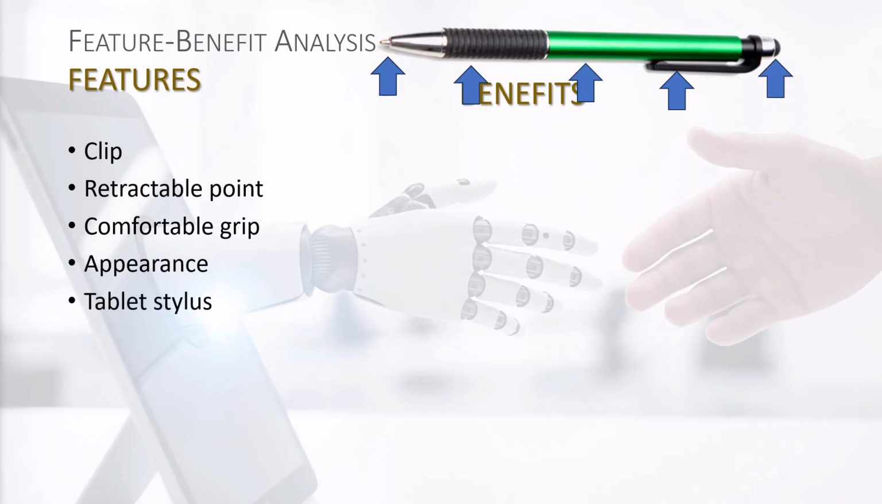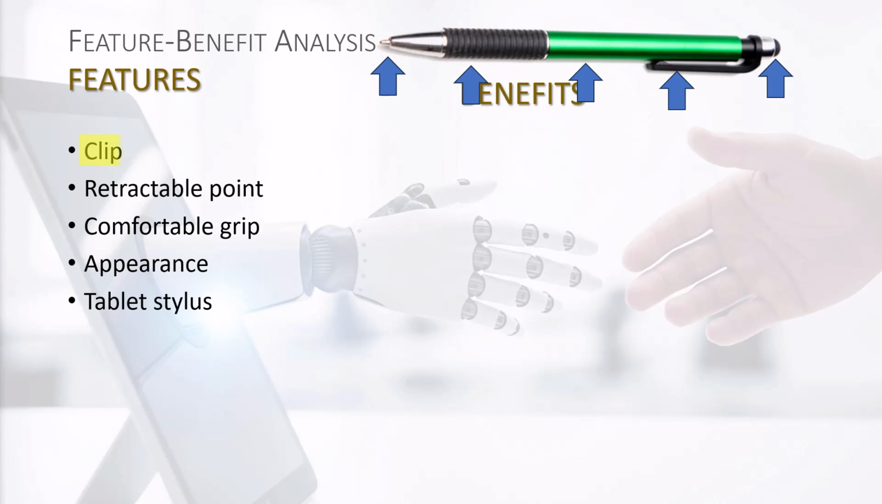Now, there are probably many more features for this pen. The quality of the cartridge inside, the quality of the mechanism, the silver tip at the end of the pen, so we could find a lot more features that may or may not attract a particular buyer. But we're just going to stop with these 5.